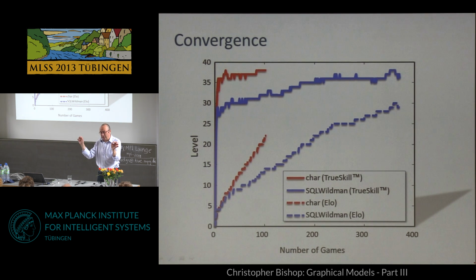Because we have the uncertainties, the system will automatically, when appropriate, make very big changes to people's skill levels. It does the right thing automatically. So this is a great example of where having a probabilistic, or if you like a Bayesian model, gives you dramatically better performance than if you simply don't model those uncertainties.